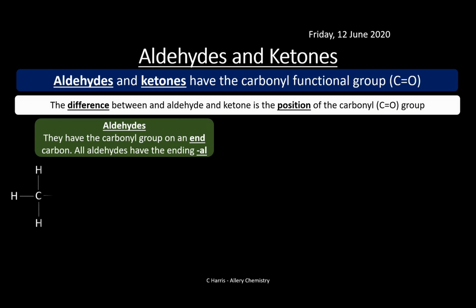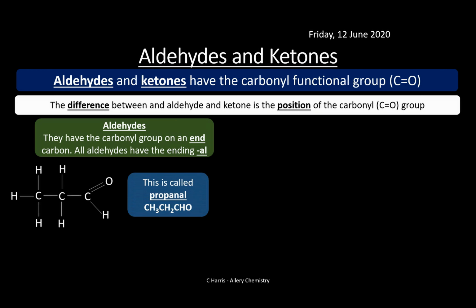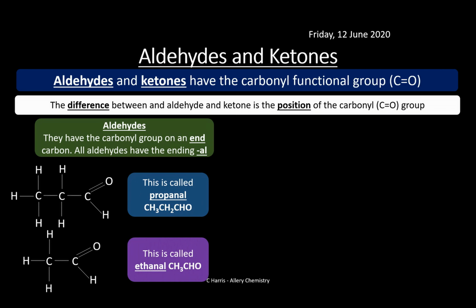So let's have a look at an example. This one is propanal. You can see that we've got 3 carbons, so it's prop, and we've got this carbonyl group on the end carbon there. So this is why this one's called propanal. This one's called ethanal because we've got 2 carbons, as you can see on the end there. So fairly straightforward for aldehydes.